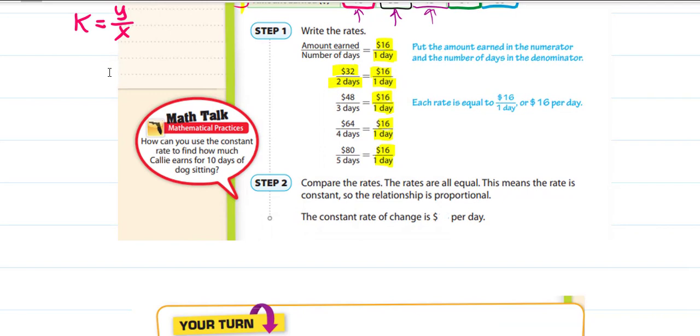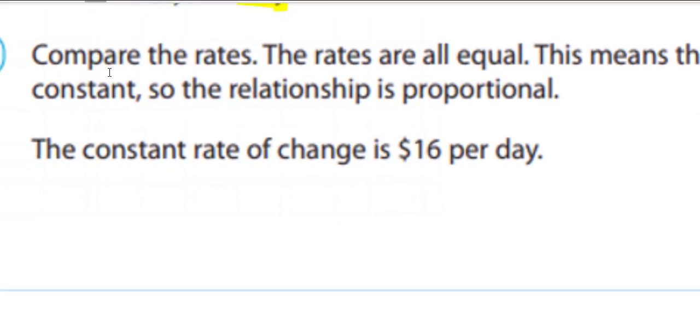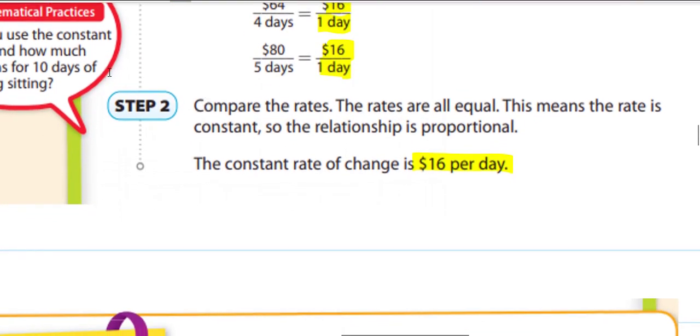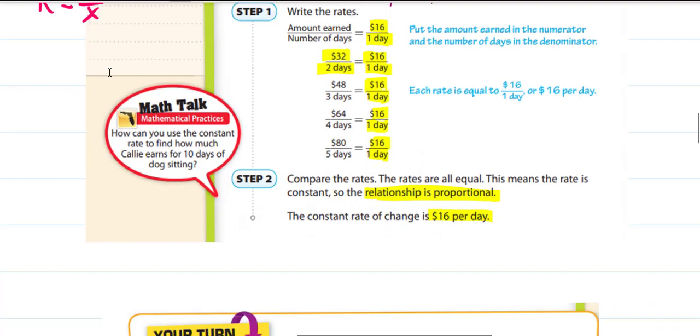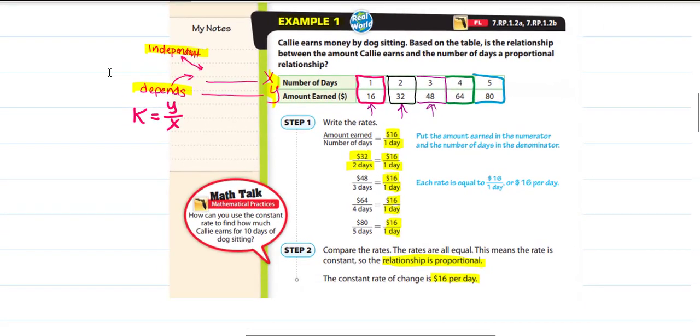Okay, so just like we did with unit rates, we started with words, and we're going to end with words, which will say here that the constant rate of change is $16 per day. And that does tell us that this is a proportional relationship. So yes, when we read this word problem, this is a proportional relationship. We use y divided by x to find the constant of proportionality to determine that it is a proportional relationship, and we found that the constant rate of change is $16 per day. Okay.